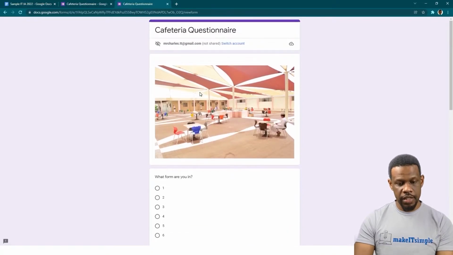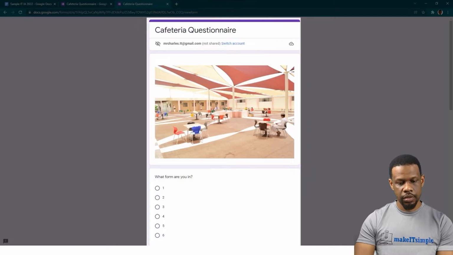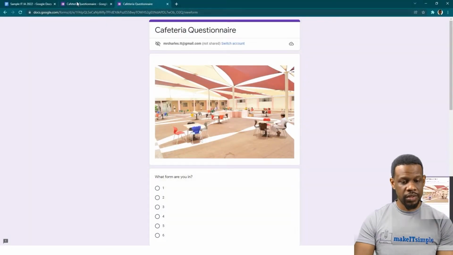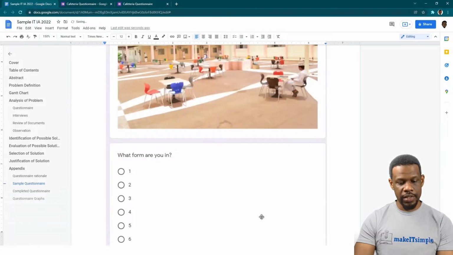So I could probably just take this little piece here and show that the questionnaire is real. If you want, you can put the whole thing, or put it side by side if you feel like it. It doesn't matter to me. So I'll just put the sample questionnaire in. Alright, good, so we know that the questionnaire exists.